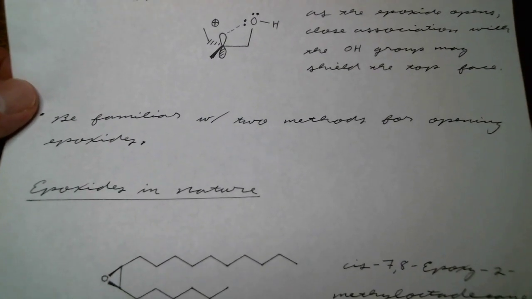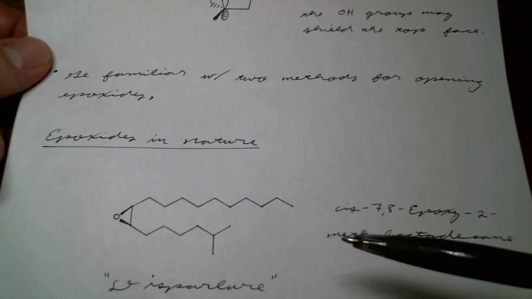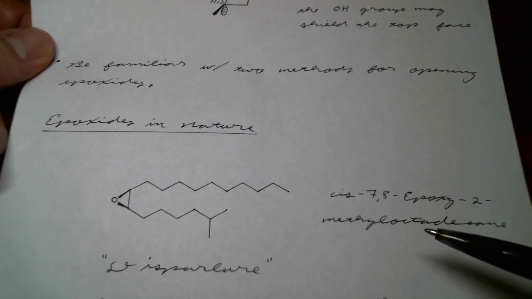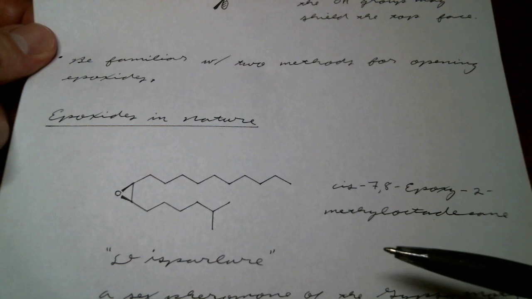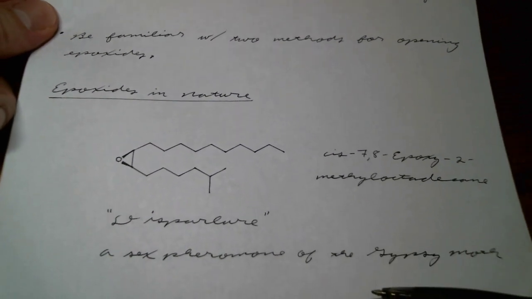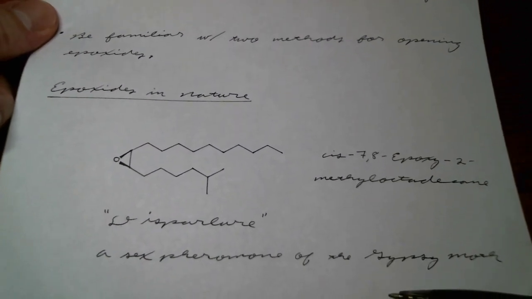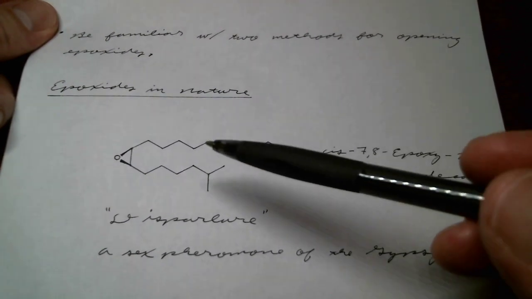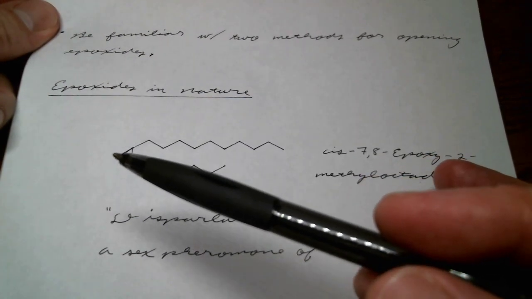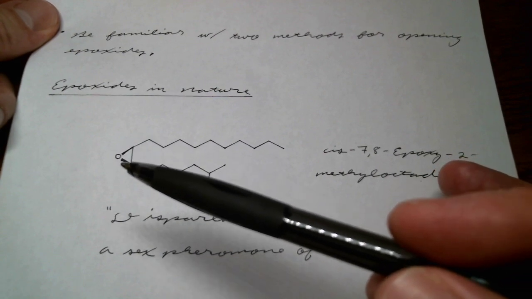Just to let you know, epoxides can be found in nature. Here's the natural molecule, this cis-7,8-epoxy-2-methyloctadecane, or just disparlure. It's a sex pheromone of the gypsy moth. So even nature makes these unusual three-membered rings containing oxygen.